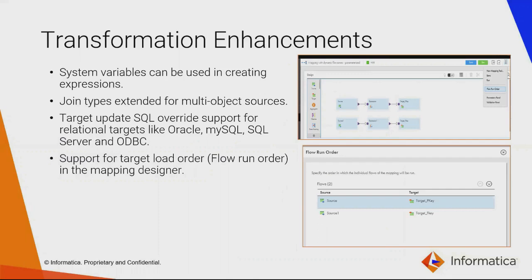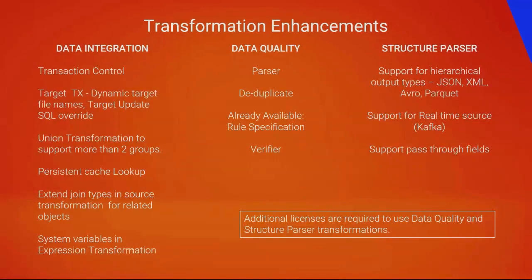When you have multiple pipelines that are drawn in the same mapping, you can organize which one is executed first. And we call this capability flow run order. This is available at a mapping level, as you can see. You can now design and configure the pipeline that needs to be executed first when you have multiple pipelines in the mapping. So there are a lot more transformation enhancements that we have added.